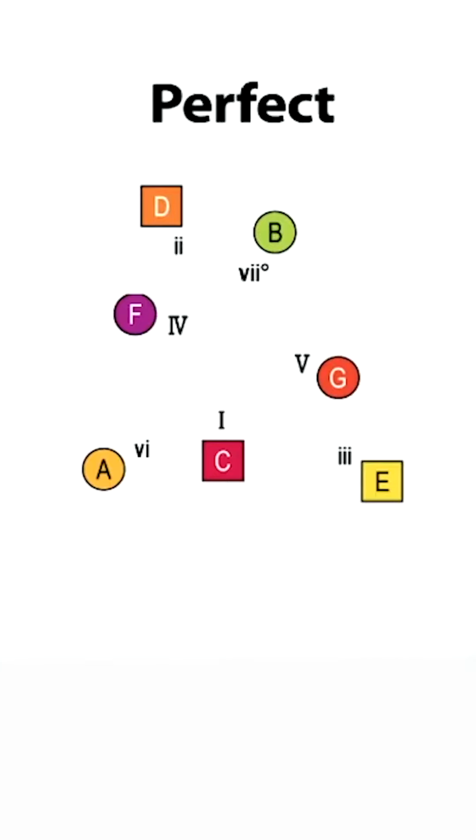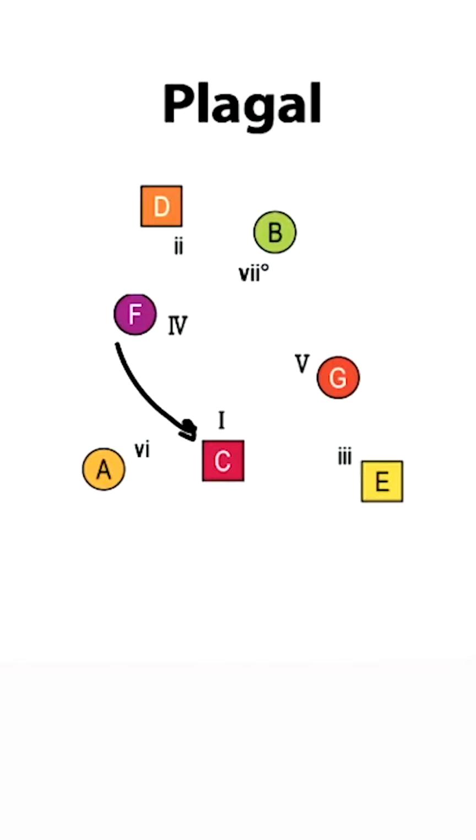And so a perfect cadence moves from 5 to 1, or in our example here, G major to C major. A plagal cadence moves from the 4 to the 1. 4 to 1. So the perfect and plagal cadences are the 2 finished cadences. Because they arrive at 1, they're finished, like a period in a musical phrase.